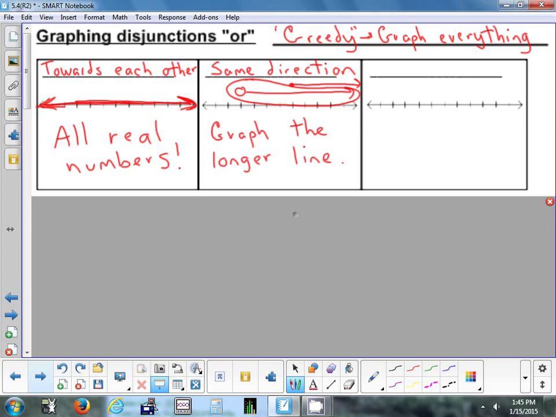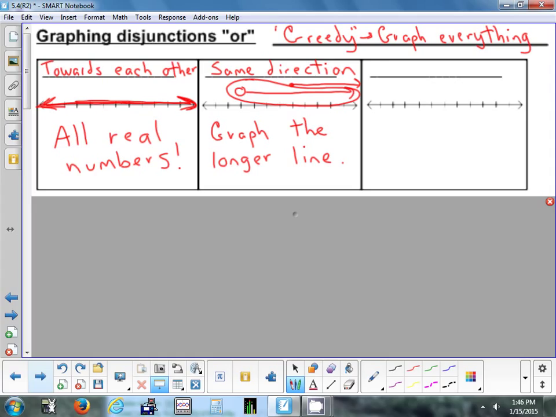So I'm going to graph the long line. Remember, I'm greedy. I want to graph everything. So I wouldn't graph both of these lines. You're going to see in a second how it's going to work. I would only graph the longer one. That would be my answer. Because whatever number it was, let's say this is 3, anything from 3 forever would work for that solution set. So we're greedy. We want everything.